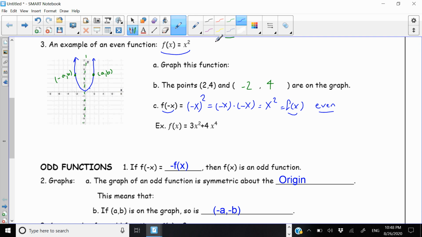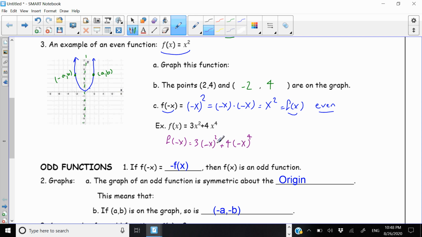Let's do another example here. So this is my function, f of x equal to 3x squared plus 4x to the 4. Now I want to know what is f of negative x. So wherever I see an x, I'm going to replace that with negative x. So I'm going to write 3, and it was x squared plus 4x to the 4. Now instead of these x's, I'm going to put negative x.